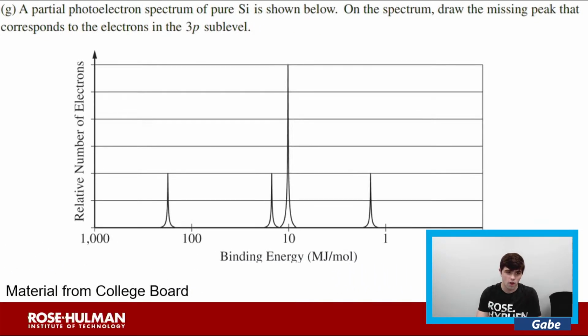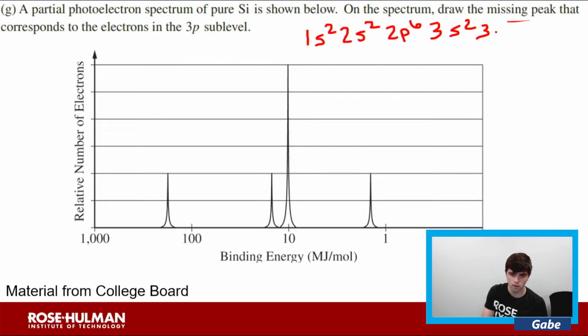All right, moving on. A partial photoelectron spectrum of pure silicon is shown below. On the spectrum, draw the missing peak that corresponds to the electrons in the 3p sublevel. So, going back to silicon, we already wrote our electron configuration for it, which we can represent as 1s squared, 2s squared, 2p6, 3s squared, and 3p2.